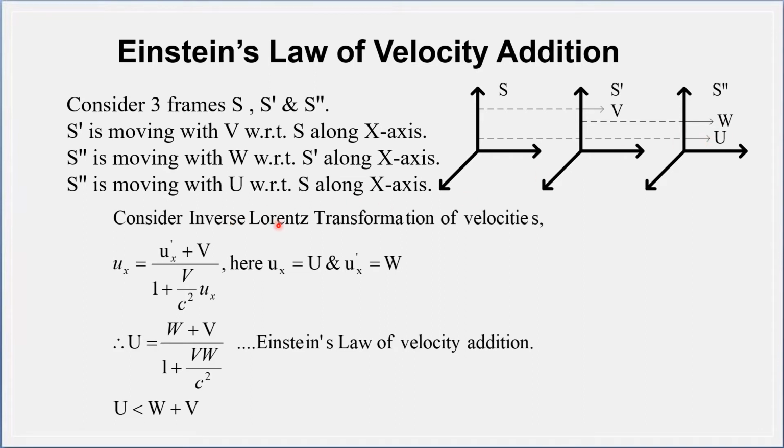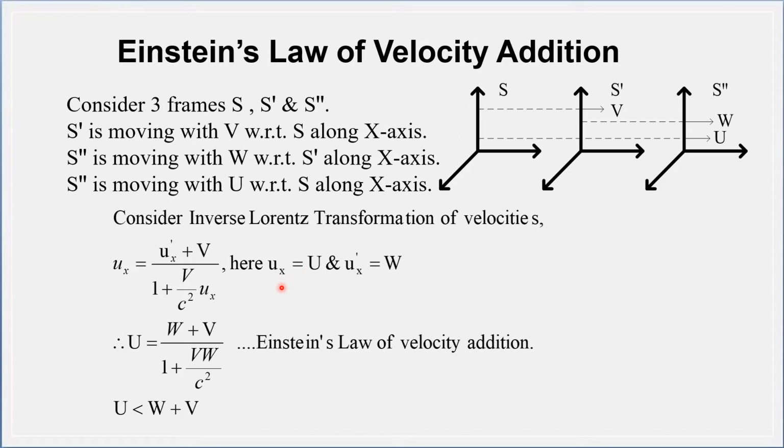Now consider the inverse Lorentz transformation of velocities. We have written this: ux equal to (ux dash plus v) divided by (1 plus v by c square ux dash). Now here v is the velocity with which the second frame is moving with respect to the first frame. Then this u is the velocity of the third frame with respect to the first frame. So ux equal to u.